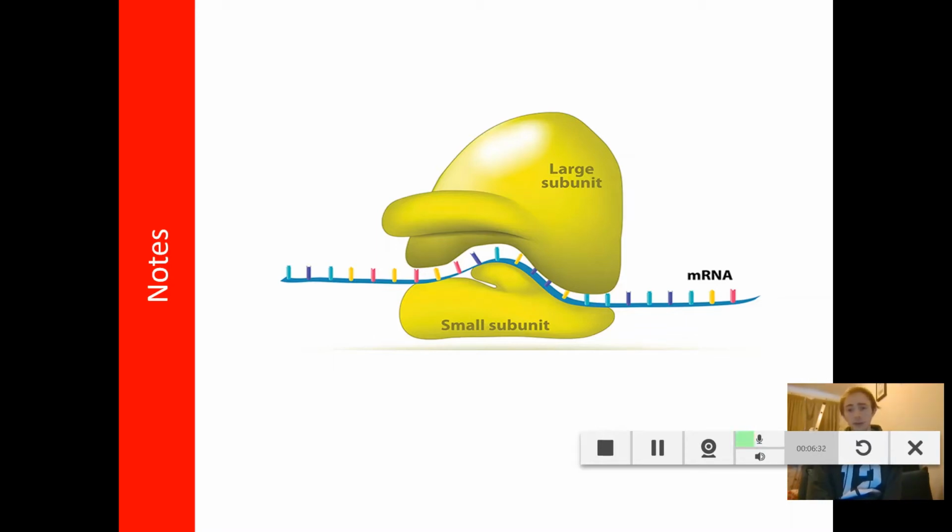There's a common misconception that the large bit is made of protein and the small bit's made of RNA. That's not a thing. Both of them are made of a mixture of protein and RNA, but we have to understand that it's made of 2 pieces, and it's made of protein and it's made of RNA. And that's as far as you need to know about ribosomes for the course.